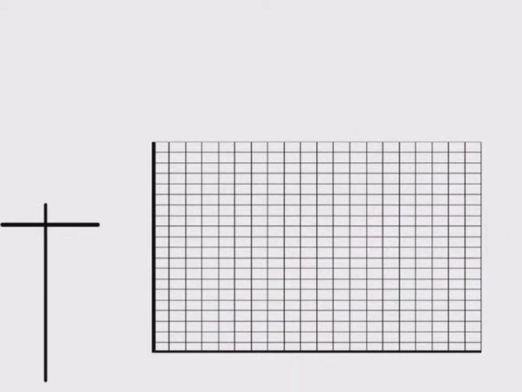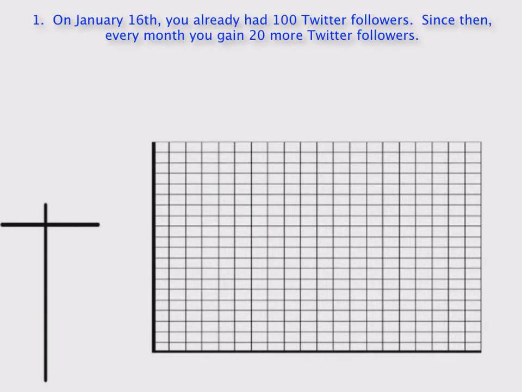Alright, let's do another example, and this one's going to be slightly different from the ones we've done already. On January 16th, you already had 100 Twitter followers. Since then, every month you gain 20 more Twitter followers. So I'm going to have you title your graph, define your variables, label your axes, create some ordered pairs, make an equation, and then we'll reconvene to talk about scale and range on our axes.